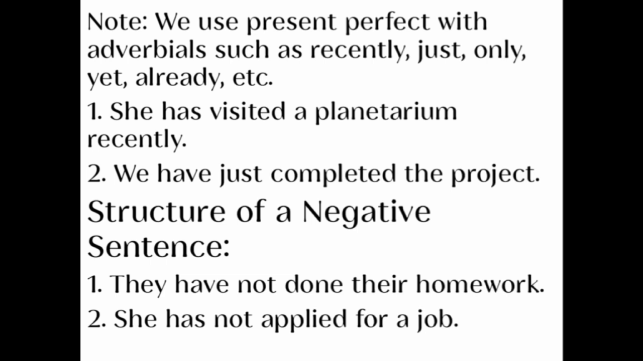Structure of a negative sentence. They have not done their homework. So the structure of a negative sentence includes subject plus auxiliary verb plus not plus past participle plus an object. They have not done their homework. She has not applied for a job.